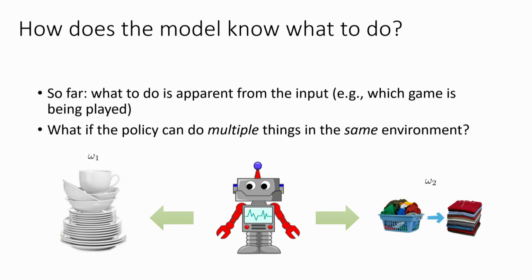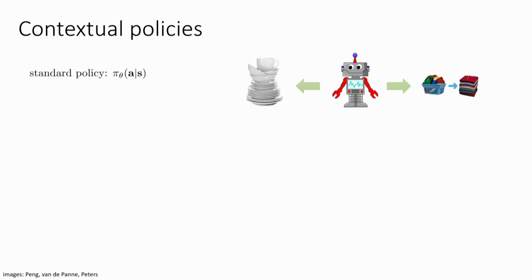Now, the idea here is actually going to be very simple, and some of you might have already figured this out. You can associate a context with each of these tasks, and context is just a fancy word for some piece of information that tells you which task it is. It could even be just an integer that says 0 for dishes, 1 for laundry, or a one-hot vector that has the first entry for dishes, the second entry for laundry. And you just condition your policy on that. A standard policy is a distribution over actions conditioned on states. A contextual policy is a distribution over actions conditioned on states and the context.